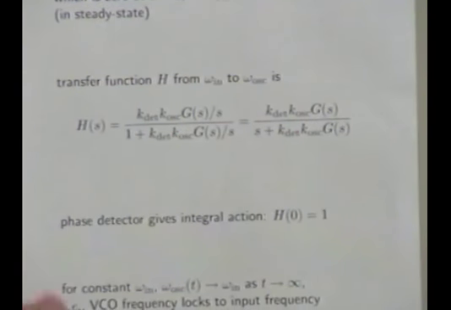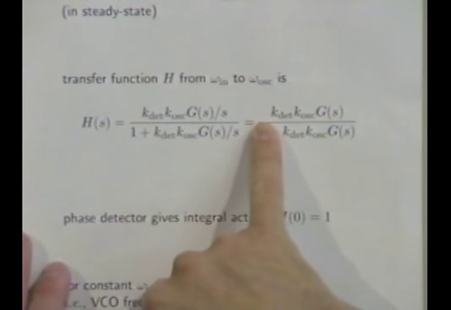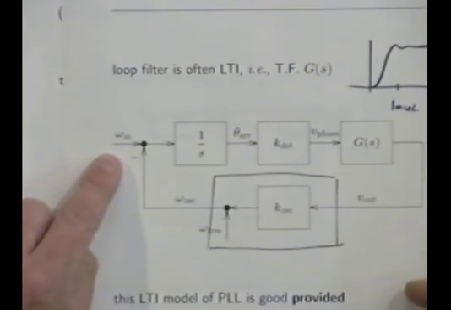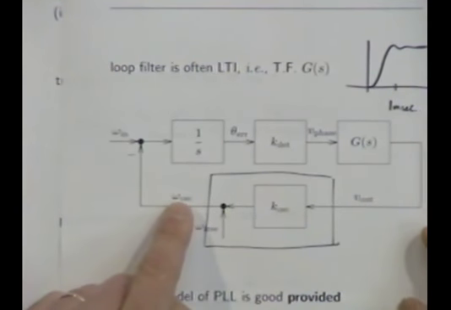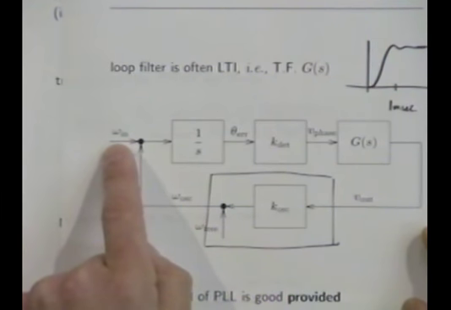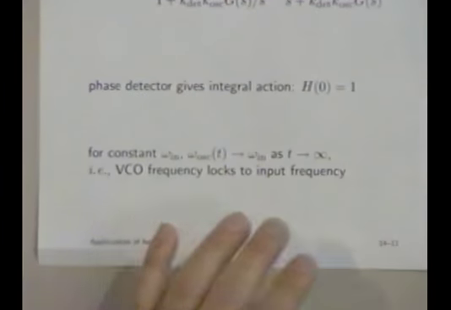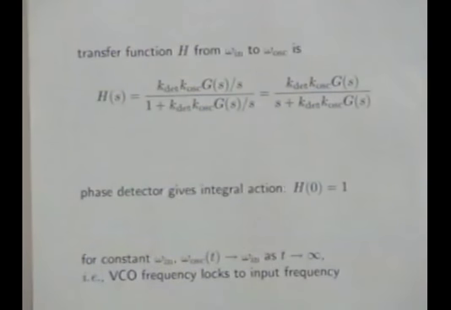Now the really interesting part is this. If you plug in s equals 0 here, you will get simply 1. That's great. That's just what we wanted. It says that if this frequency is constant, this thing will adjust omega os to exactly match omega in, period. That's what it means for the transfer function from here to here to be 1. I mean the DC gain to be 1. It will lock it. And that's what we wanted. Of course, that requires this thing to be stable and so on.